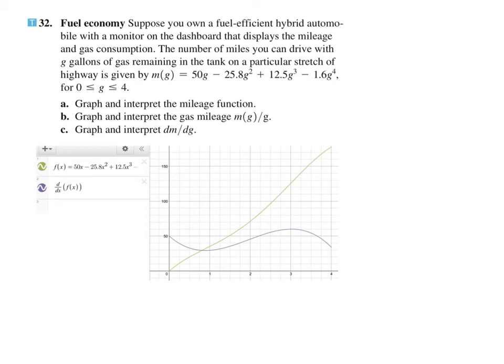So let's label this graph first. Let's give the x-axis, I'm going to say gas in gallons. And let's look at the y-axis. The y-axis would be the number of miles you can drive. So the y-axis is the number of miles driven.